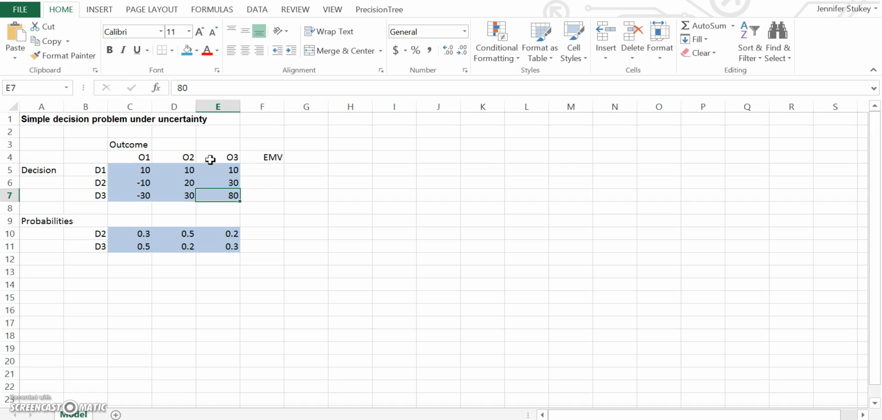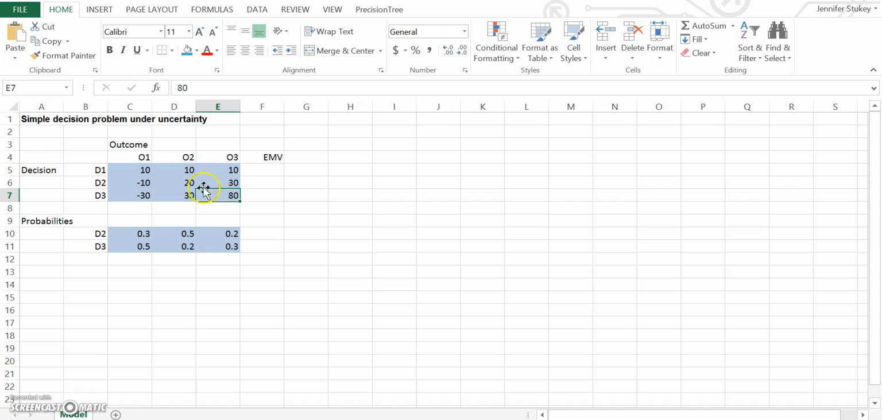So making decision 3 would be the risky decision. It has the most potential for them to lose money, but it also has the most potential to make the company money. However, they don't know which outcome is going to occur. So they look at probabilities to help make that decision.